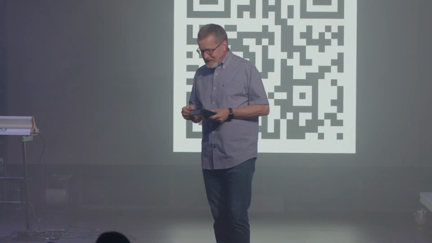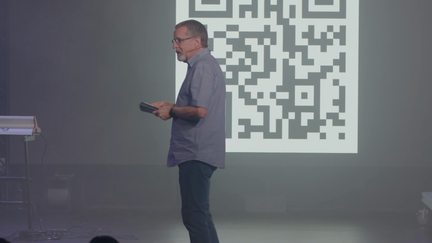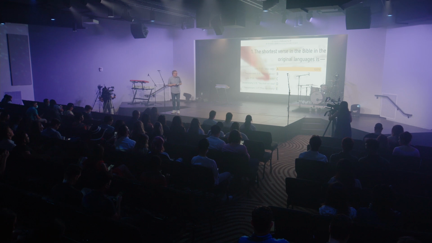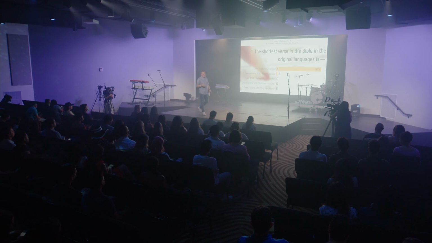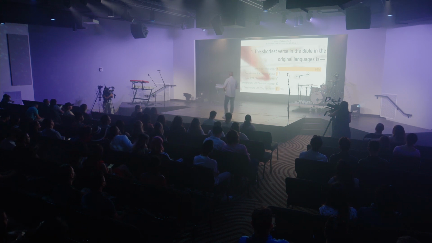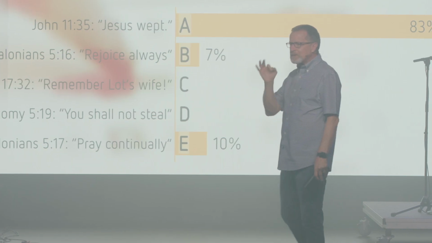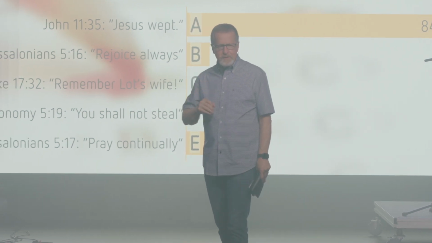All right? So you ready? We're ready to start with number 1? Here we go. I think some of you are still trying to capture the QR code, so maybe I'll wait another moment or two. Make sure you get it. So question number 1. The shortest verse in the Bible in the original languages is... You got 5 choices there. John 11:35, 1 Thessalonians 5:16, Luke 17:32, Deuteronomy 5:19, 1 Thessalonians 5:17. What is the shortest verse in the Bible in the original languages?